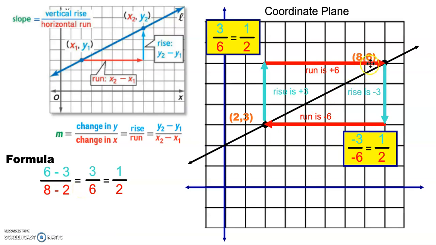What if I labeled my points the other direction? What if this was my second point and this was my first point? I should expect to get the same slope. I have 3 minus 6 and 2 minus 8 this time. Notice this looks exactly like what I did here. I'll get 3 minus 6, which is negative 3, 2 minus 8, which is a negative 6, which gives me a positive 1/2 when I simplify it.